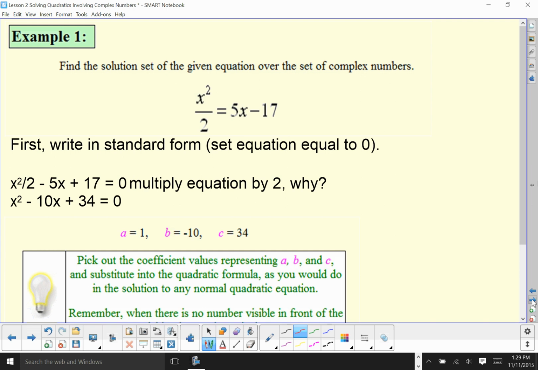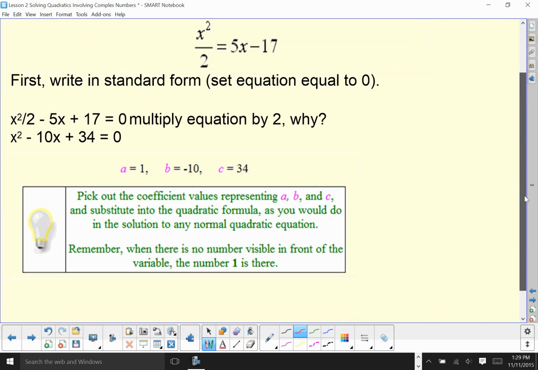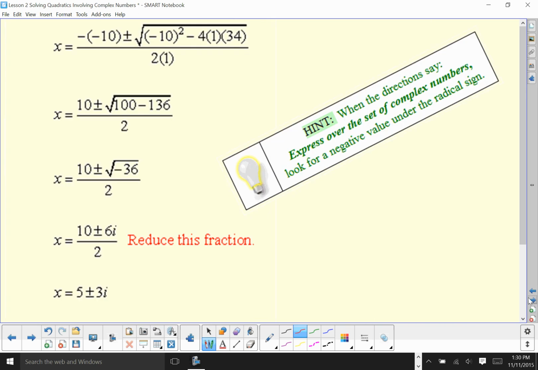Here's an example. Find the solutions of x squared over 2 equals 5x minus 17. First, write it in standard form, which means that you're going to set it equal to 0, and then you're going to get rid of the fraction by multiplying by 2. You then have x squared minus 10x plus 34 equals 0. A is equal to 1, B is equal to negative 10, and C equals 34. Now, if you didn't know this had a complex solution, the first thing you might do is say, can I factor this? Are there any factors of 34 that will add up to negative 10? 34 only has 1 and 34 and 2 and 17. Neither of those combinations will get you to negative 10. So therefore, you're going to go ahead and use the quadratic formula.